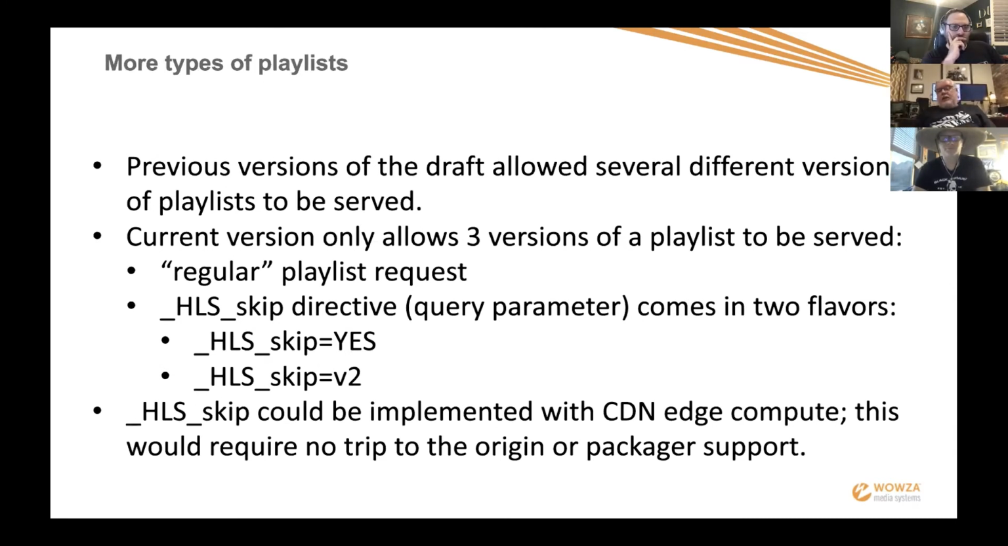Okay, so that's the obvious change affecting scaling, but let's talk about some of the others. Previous versions of the LL-HLS draft allowed a wide number of playlists to be served. In the current version, that's cut down to 3. So if you're sizing the traffic you're going to get, the amount of storage you need in your CDN, it's going to be, for manifests, about 3 times as much as it was prior.